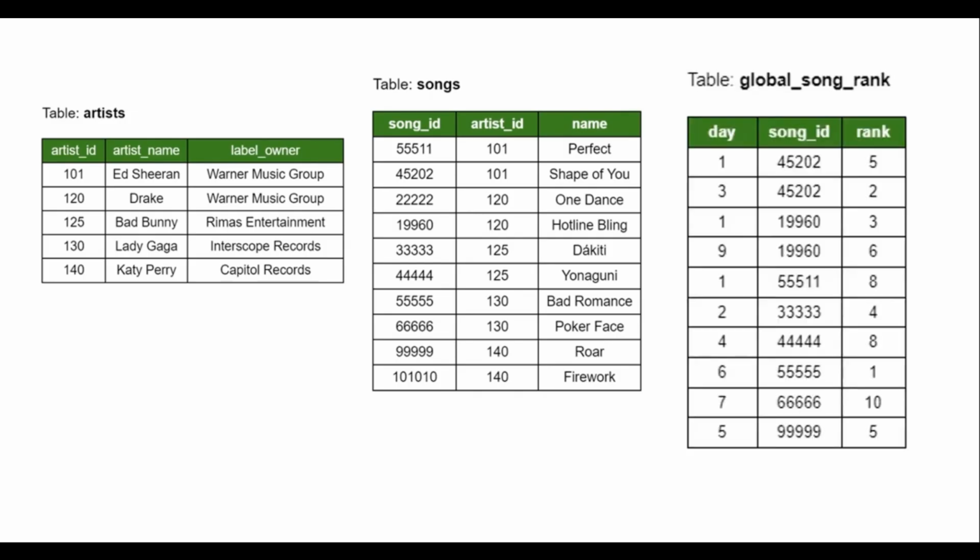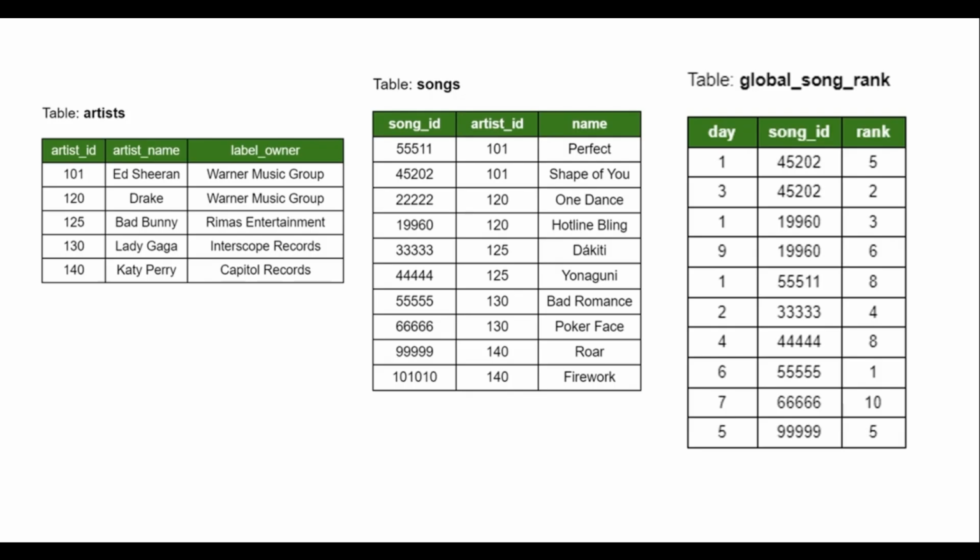And the third table is the global song rank table. The table holds the daily ranking of the songs globally. So it has columns like day, song ID, and rank. The rank column indicates the song's position on that day, with a lower number representing a better rank.